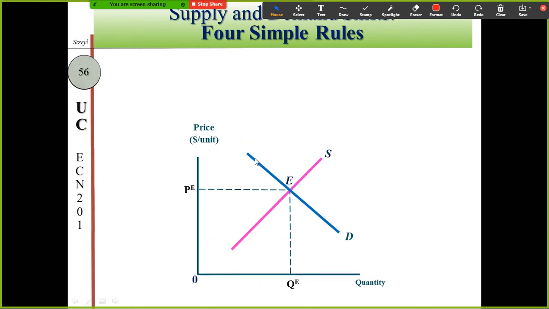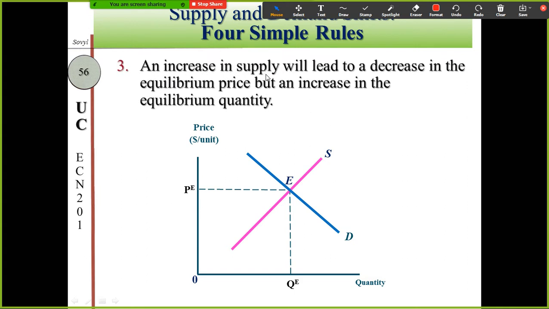This is the third. Again, this is the demand curve and the supply curve, with the equilibrium price and equilibrium quantity. The third: an increase in supply will lead to a decrease in the equilibrium price, but an increase in the equilibrium quantity. What does an increase in supply mean for the supply curve? The supply curve moves to the right hand side and we get a new supply curve. It intersects with demand and we get a new equilibrium. Compared with the old equilibrium, the new one has a lower, cheaper price, a decrease in equilibrium price, but a higher quantity supplied.